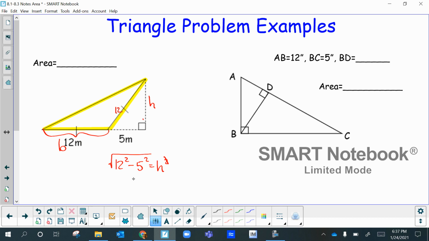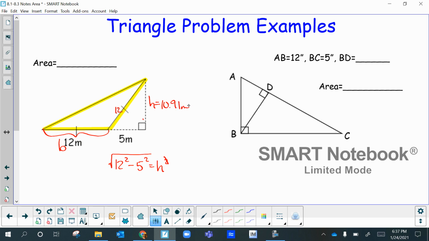So let's put that in the calculator. I'm pretty sure that's a triple. I have a feeling it's going to be, but I'm not sure. So 12 squared, which is 144, minus 25 is 119. So it's not a triple. We'll square root that, and so the height is going to be about 10.91.